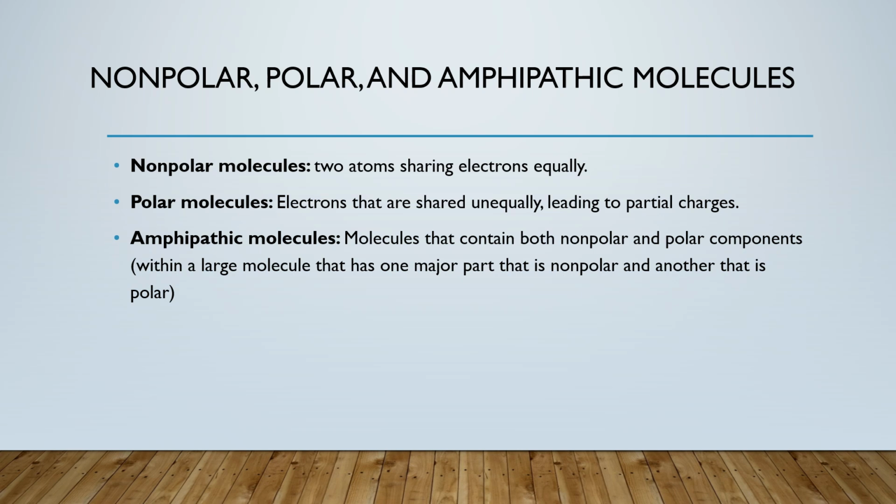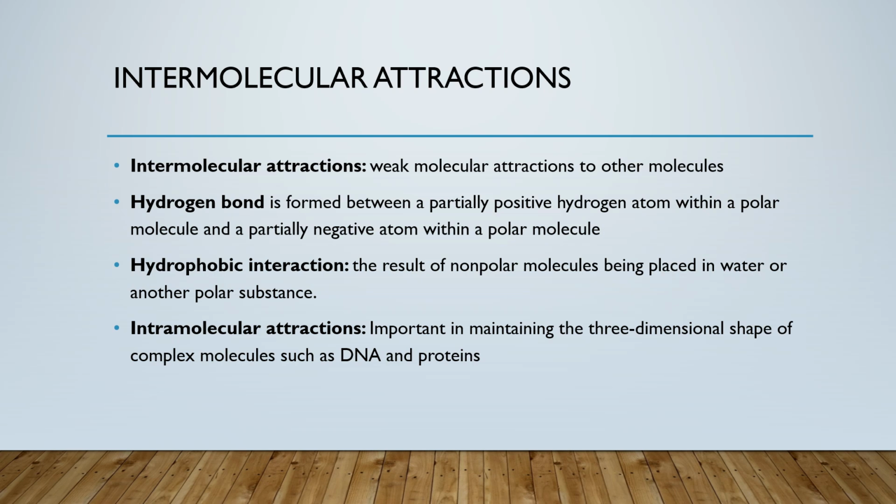Amphipathic molecules contain both nonpolar and polar regions within the same molecule. One part of the molecule is nonpolar and the other is polar. An example is phospholipids in a cell membrane. Intermolecular attractions are weak attractions between separate molecules. They help to determine physical properties like boiling and melting points. A hydrogen bond is a special type of intermolecular attraction and occurs between a partially positive hydrogen atom in one polar molecule and a partially negative atom in another polar molecule.